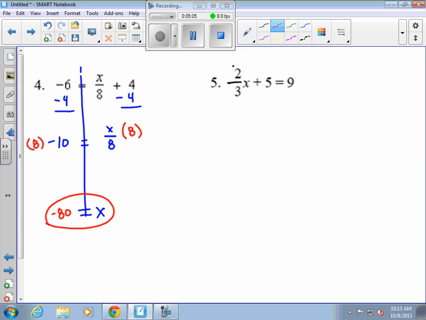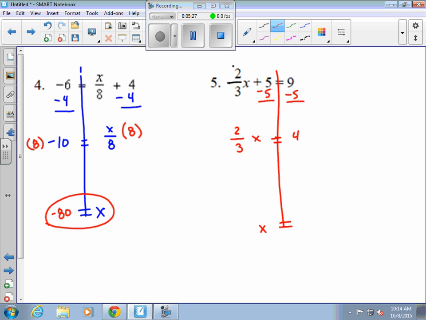Opposite signs are negative. Next, 2 over 3x plus 5 is equal to 9. Again, your goal is to get x equals all by itself. It says plus 5, subtract it. You subtract the left, subtract the right. Remember, you always do the same thing. 2 over 3x is equal to 9 minus 5, which is 4.